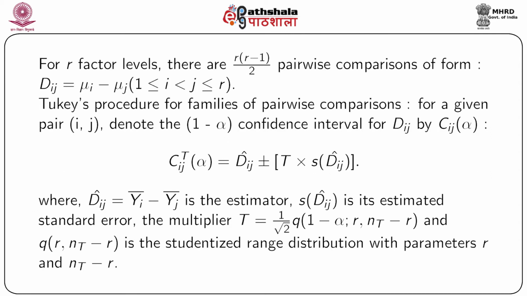So let us look at an overview of Tukey's method. Suppose there are r factor levels. So there are r times (r minus 1) over 2 pairwise comparisons of the form d_ij equals mu_i minus mu_j. Here d_ij represents the difference between the ith mean and the jth mean.